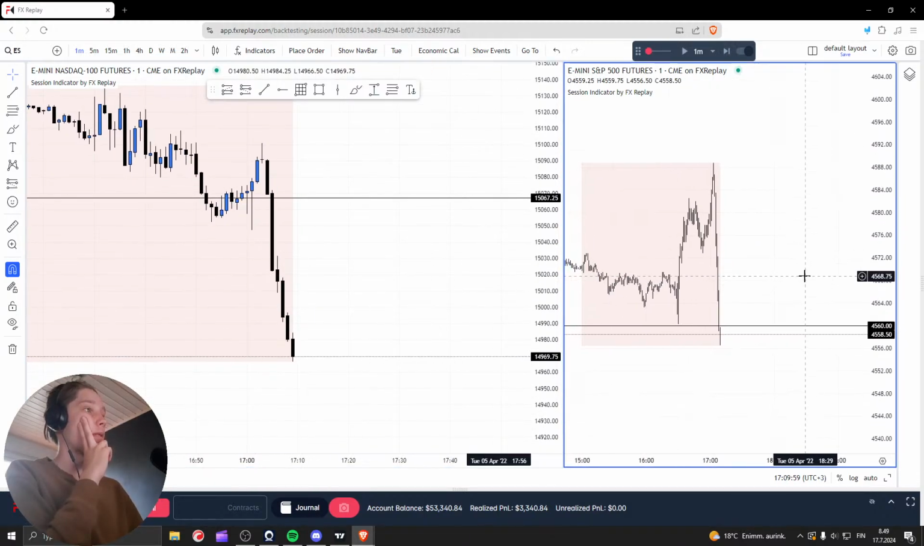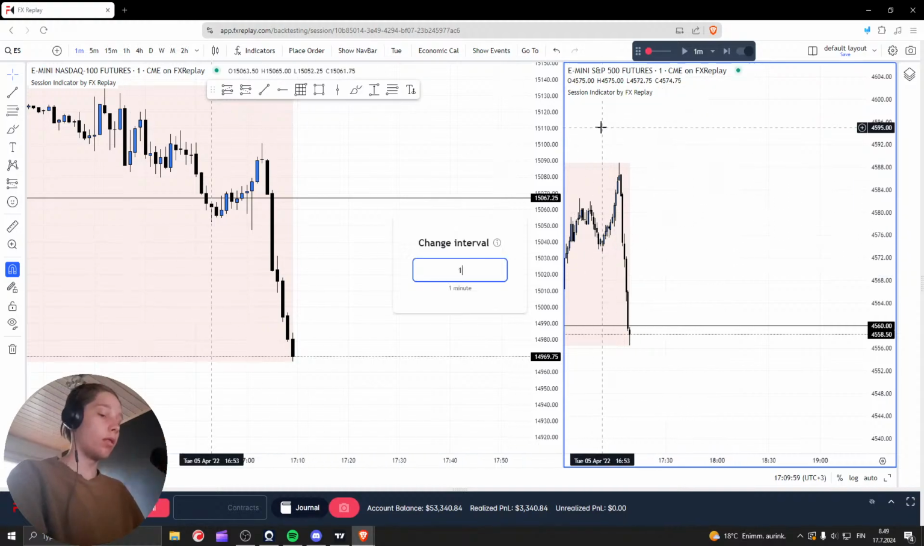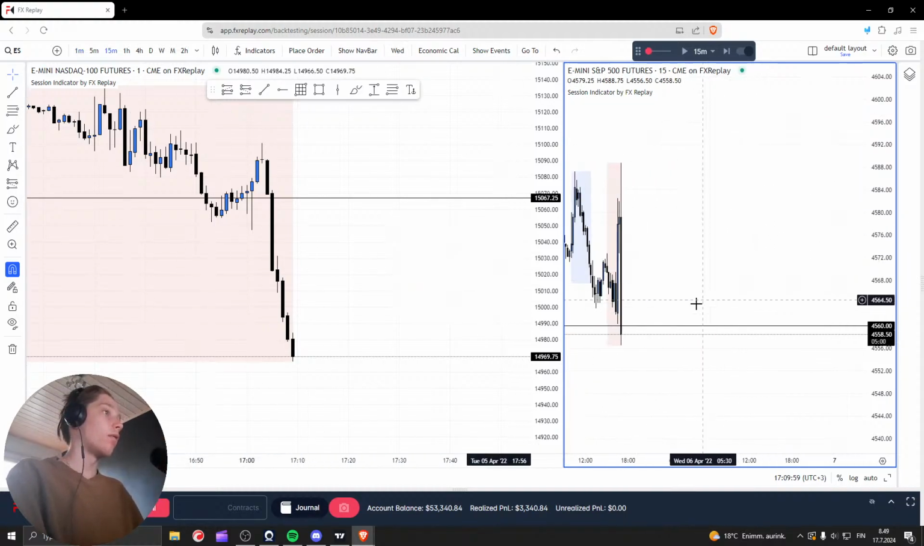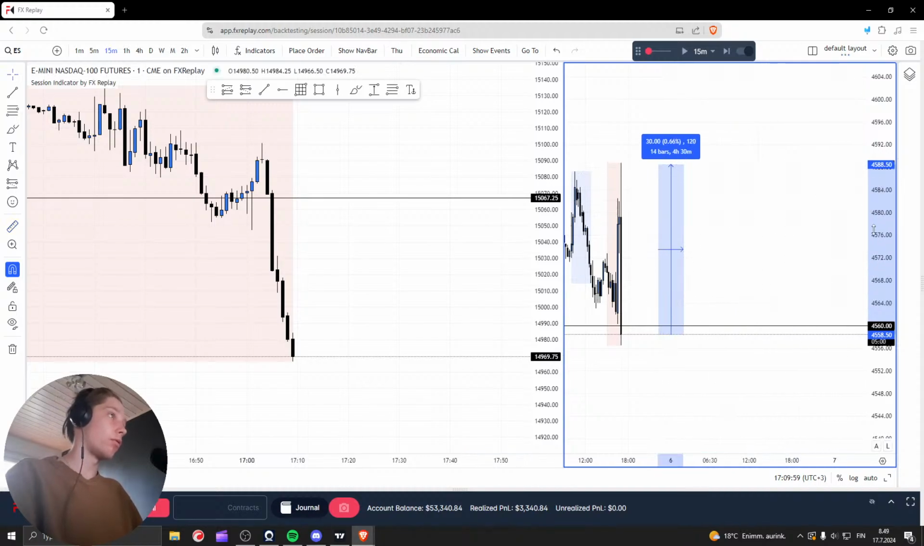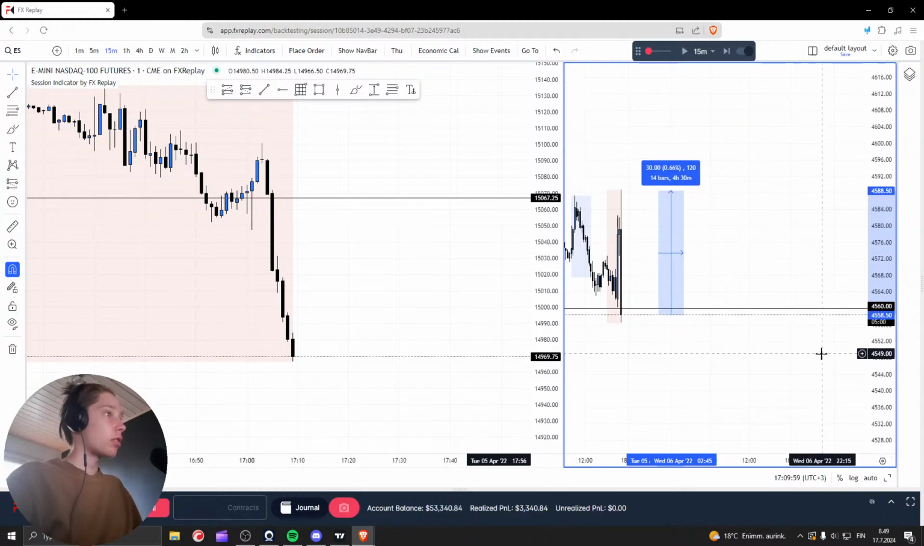And this is what I mean. NQ, ES ends up dropping for a whopping 120 points or something. That's pretty cool.